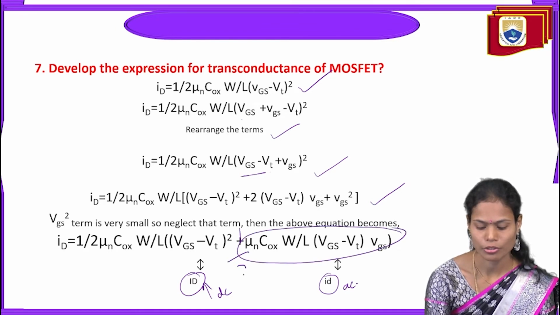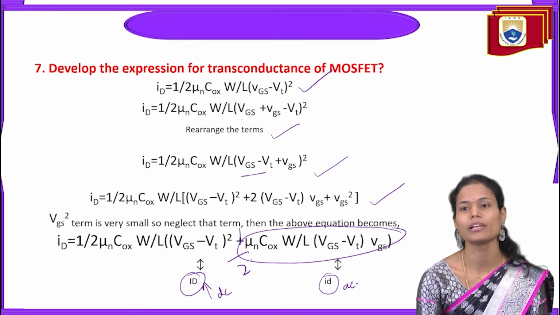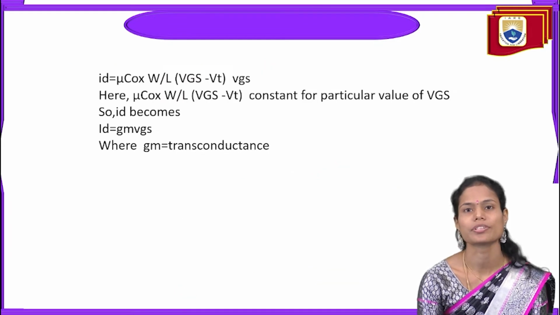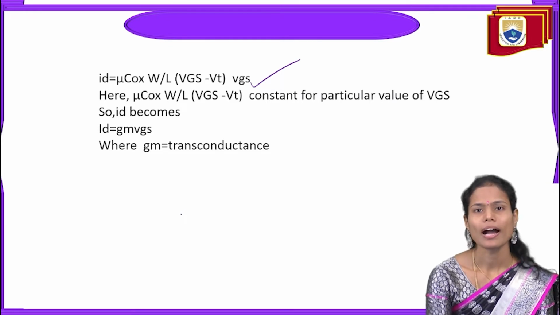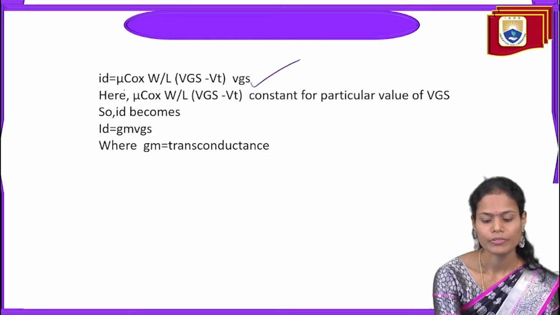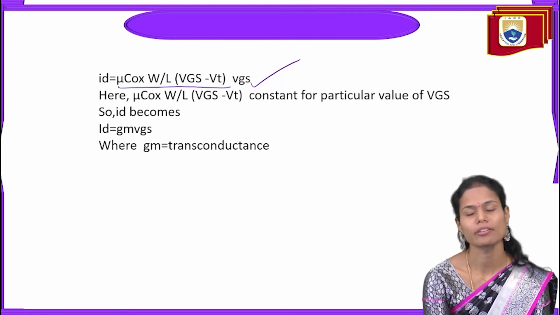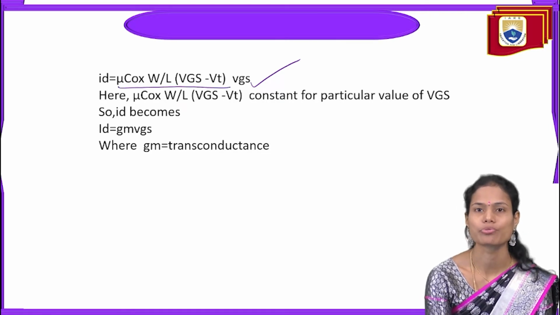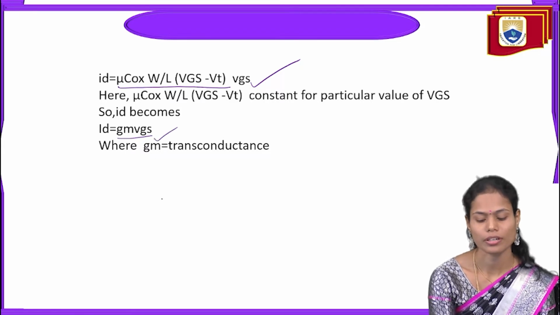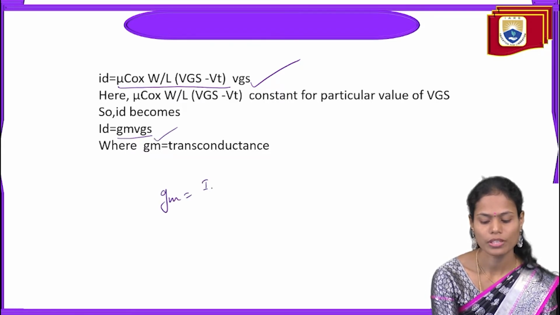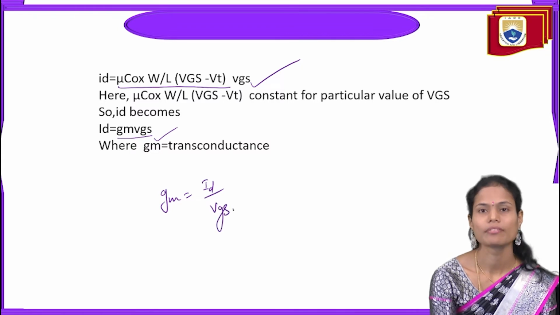That is 1 by 2 into mu n COX W by L (VGS minus VT) into vgs. So that particular value we have considered here, and this value mu COX W by L total value is constant for a particular value of gate to source voltage. So once that value is constant, the ID value will be gm vgs, where gm is nothing but the transconductance. So from this we will get ID by VGS value.